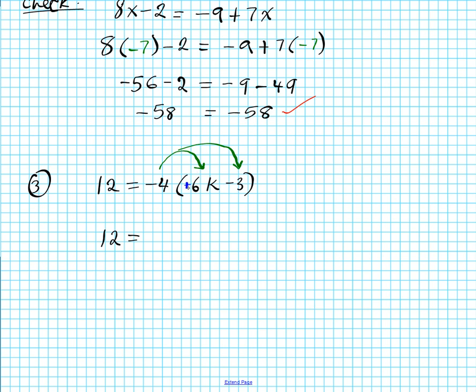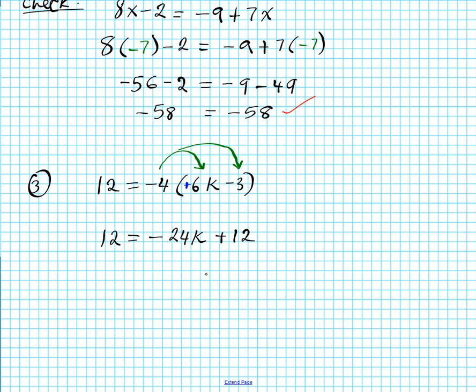Minus times plus, signs are different, so we're going to have a minus. 4 times 6 is 24, and then k. All right? Minus 4 times negative 3, minus times minus. Anytime you multiply and the signs are the same, it's always going to become a positive, okay? 4 times 3 is 12. Now we've simplified this. We've gotten rid of the parentheses, which is a nuisance. Now it's easier for us to do.